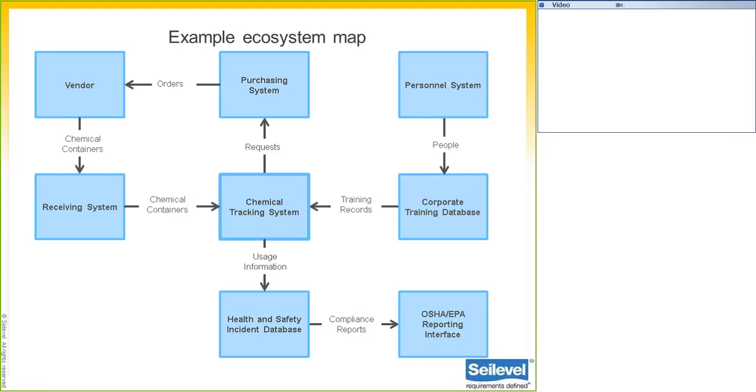So in this particular case, you can see that the chemical tracking system passes requests to the purchasing system, and then that system, the purchasing system, passes orders to a vendor. So I'm going up the purchasing system in this diagram and over to the left, in that top left corner, you see the vendor. Now, even though the chemical tracking system does not talk to the vendor directly, we benefit by showing that the request turns into an order that goes to the vendor, because this will help us to know to include certain data fields in that request when we pass it to the purchasing system, so that the purchasing system can then pass the right information on to the vendor.